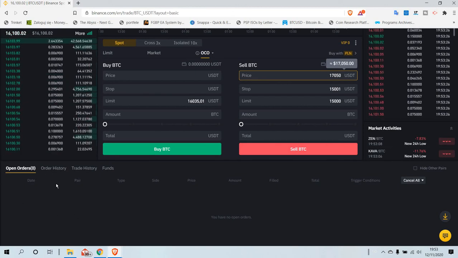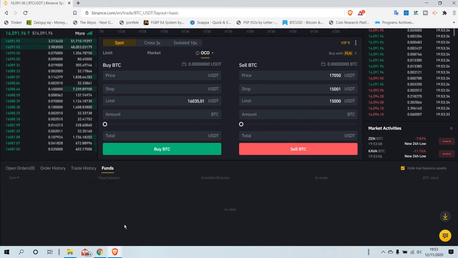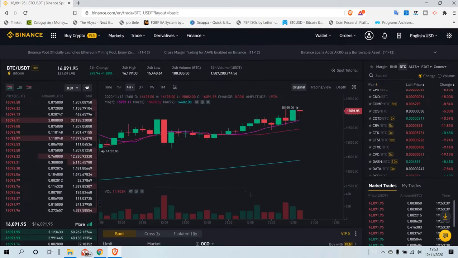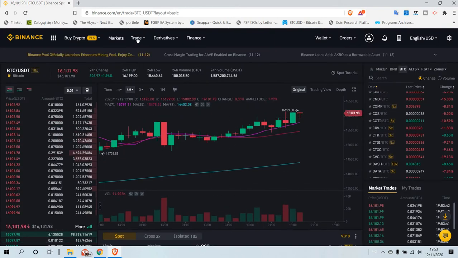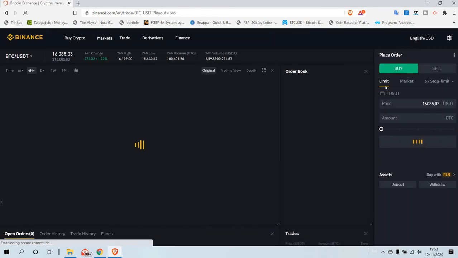In here are open orders. In here you can see the history of the orders, the trade history, and your funds, which in my case right now is 0, at least on this account. So this is the basic, the classic trading option. Now let's see the advanced.